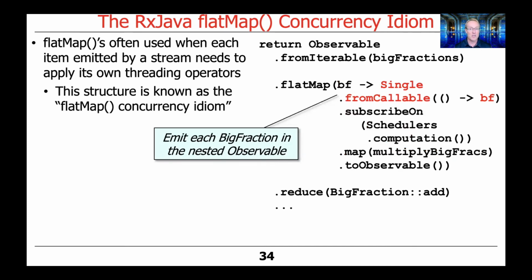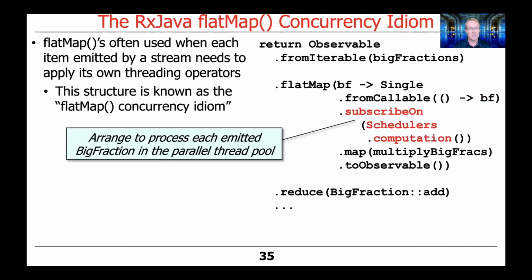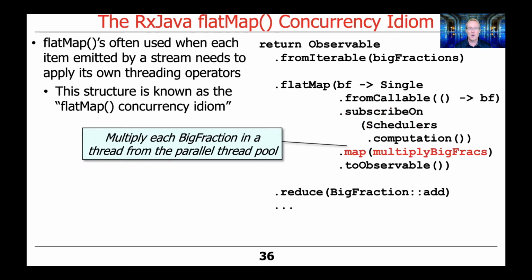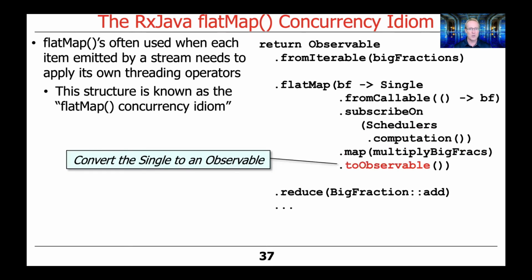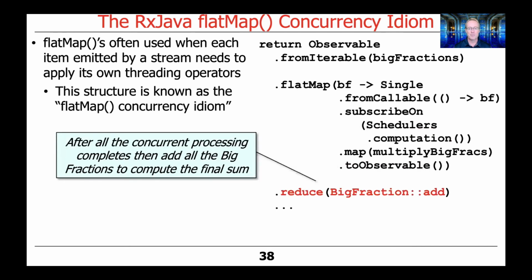What we do first is we use the Single class in order to essentially emit a big fraction. Each big fraction is emitted in a separate Single. And then we use the subscribeOn operator of the Single to arrange to process the emitted big fraction in the parallel thread pool. That's the one we get with Schedulers.computation. We then multiply each big fraction using a thread that comes out of the parallel thread pool. And then finally, we use the toObservable conversion operator to convert the Single back to an Observable so it will work correctly with what flatMap expects.